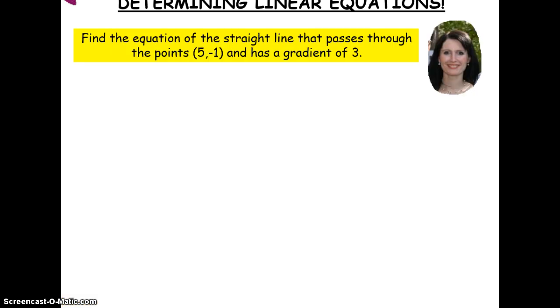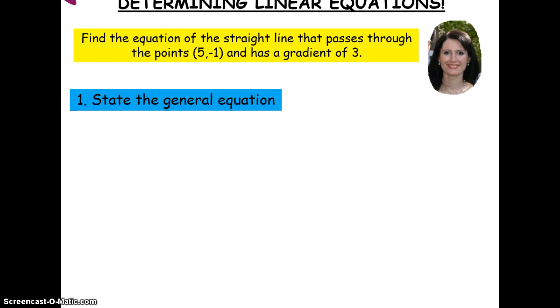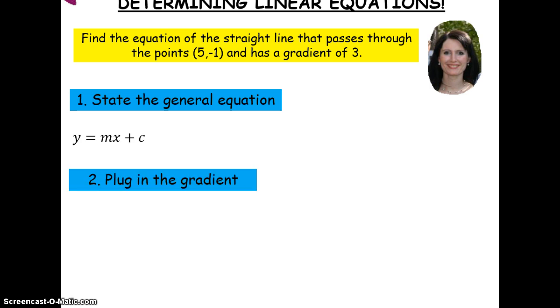Let's now look at one where they give us a point and they give us the gradient. Find the equation of the straight line that passes through the point (5, -1) and has a gradient of 3. Let's state the general equation as per usual. y = mx + c. Let's plug in the gradient. y = 3x + c.